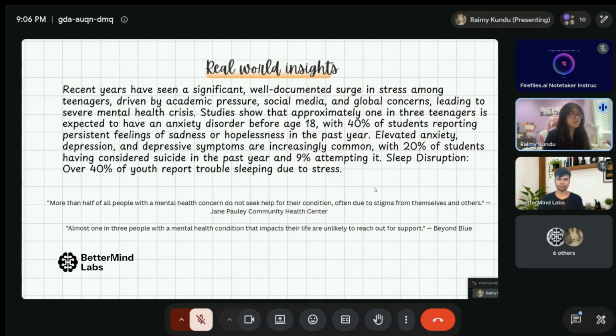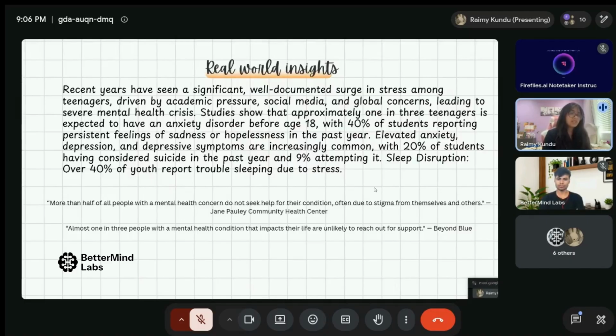Elevated anxiety, depression, and depressive symptoms are increasingly common, with 20% of students having considered suicide in the past year and 9% actually attempting it. One of the special things about Comm Compass is that it doesn't only focus on the stress levels, but also derives patterns of stress from sleep patterns that the user may decide to input into the application.